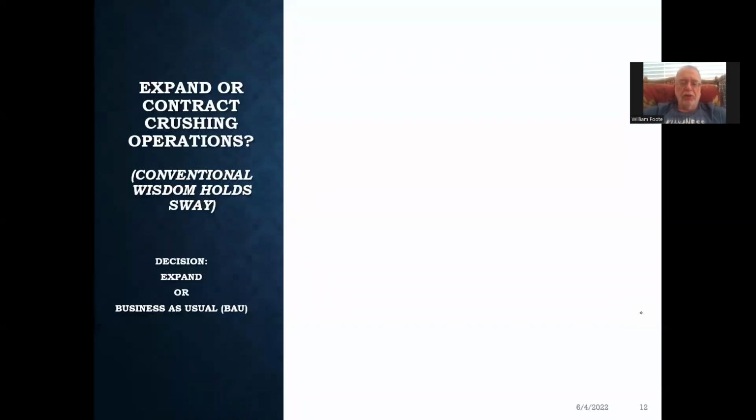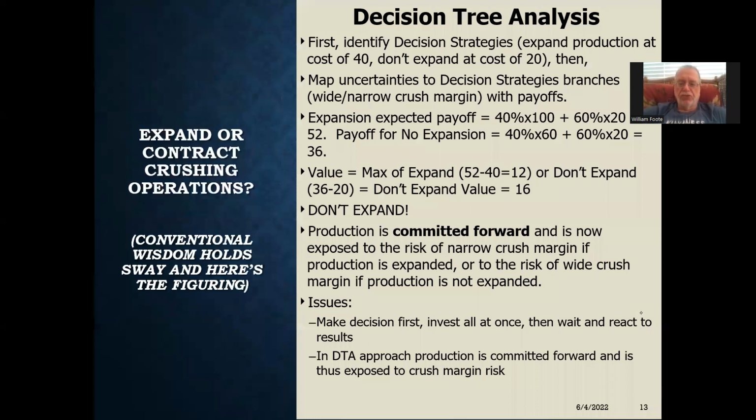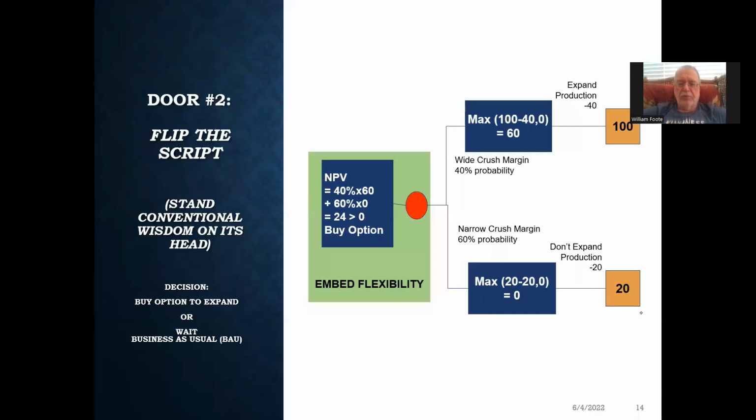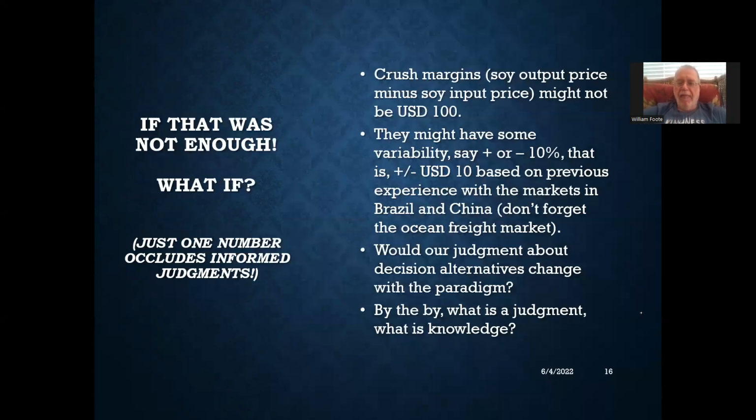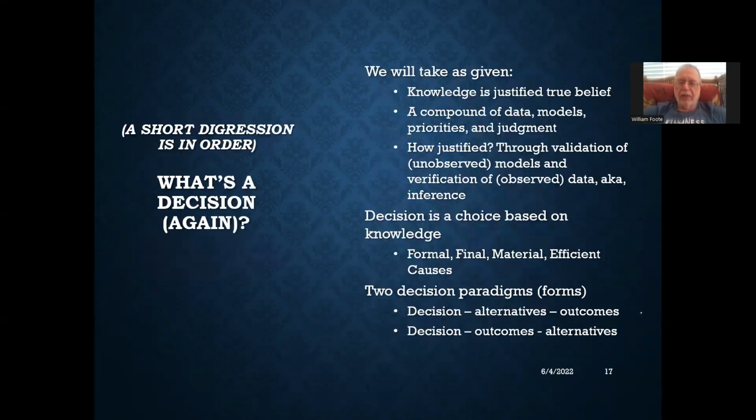Expand or crushing is what we did before. We did decision tree analysis. We made pictures, real options, and we're always asking what if. This is what we did before and what's in a decision again.